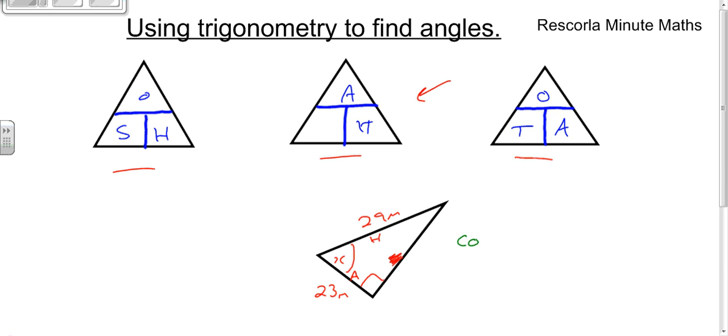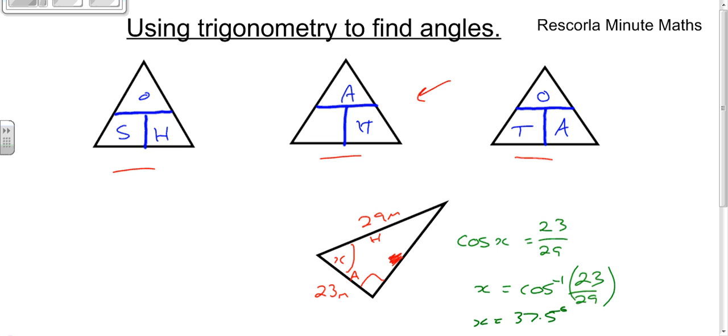So cos of our angle, cos of X, equals A, which is 23, divided by H, which is 29. Because we're looking for the angle, we do cos to the minus 1. So cos to the minus 1 of 23 over 29. And if we do that, we get 37.5 degrees. Okay, good luck.